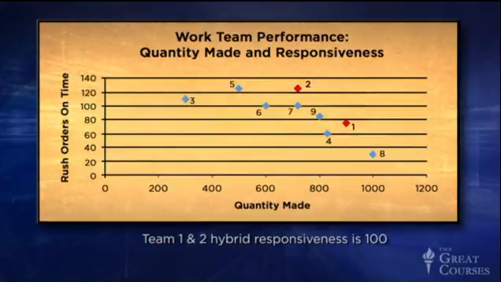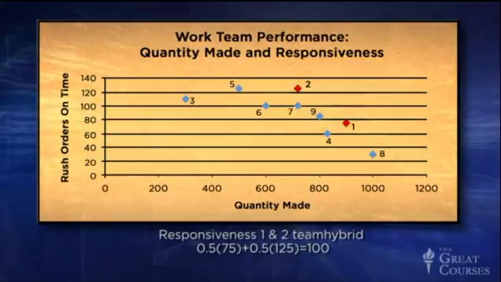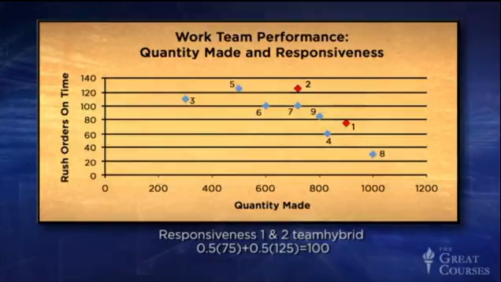We get it the same way but this time using the responsiveness scores of the two teams, 75 and 125, to get the answer. Note that the multipliers were 1/2 for each, since our hybrid's made up of 1/2 of each of the two teams used to create it.